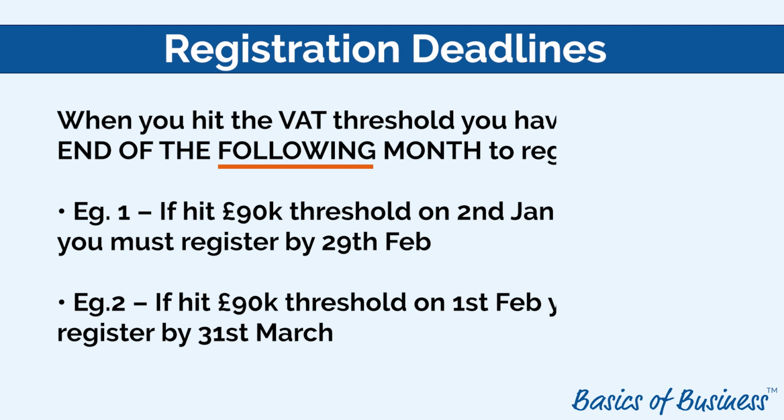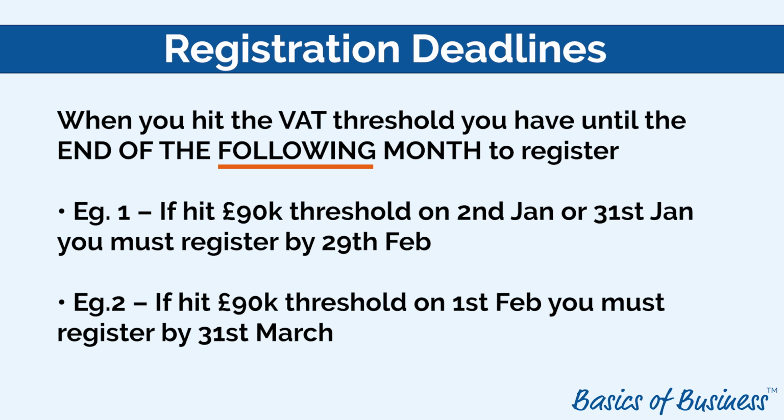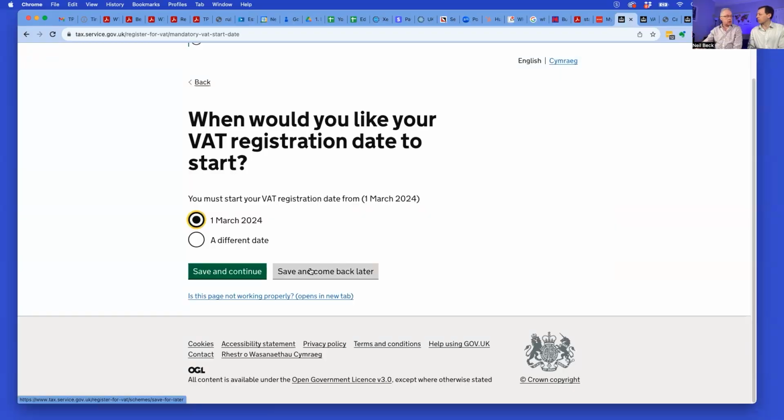If you think you're going to hit, let's say, £90,000 turnover in a 12-month period, you need to keep a record. As you said, it's rolling 12 months, so it's not static, like my year ends December, so did I hit it? When you hit it, you have till the end of the following month. So if you hit it on the 2nd of January, you have to register by the 29th of February. If you hit it on the 31st of January, you'd also have to register by the 29th of February. So that's why, in the registration, you'll have seen, we said we went over the threshold in January.